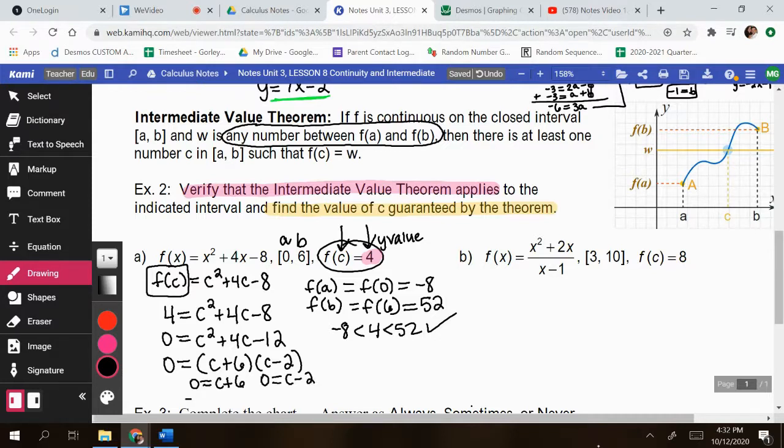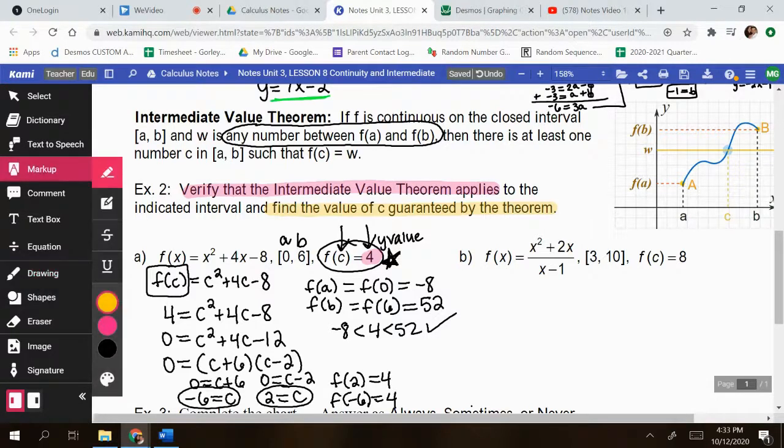Okay, and solve for c. We end up with c is -6 and c is +2. Both of those, if you plug them into your function, right, if you plug in 2 into your function, you'd get 4, and if you plugged in -6 into your function, you'd get 4, which is what we wanted, right? We wanted an f of c value of 4.